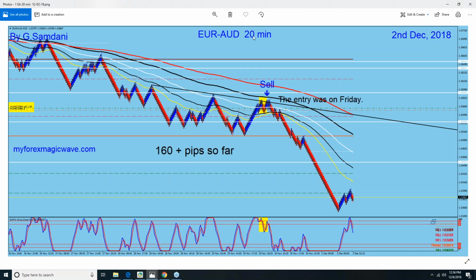So this is EUR-AUD 20-minute, nice to the downside, 160 pip. These pairs like EUR-AUD, Pound-AUD, Pound-NUSD, they move big. That's why you hardly see me trading EUR-USD, USD-Yen. Those pairs don't move. These big pairs move big if you make the proper entry. This is one of them.